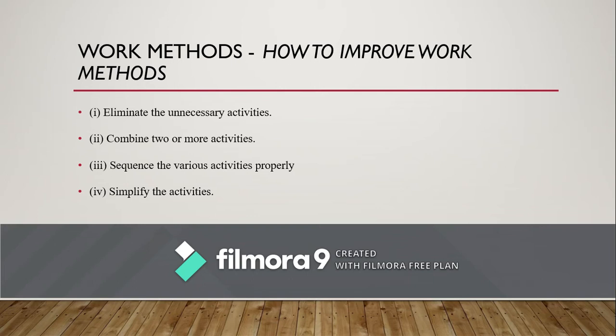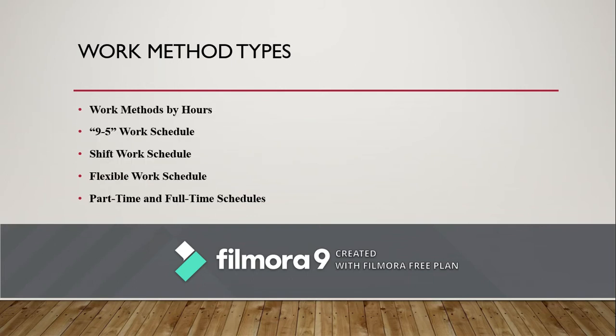Specify the improved method. It is essential that the selected method be described fully and in a systematic way. So this is how work methods can be improved, and this process is also called the process improvement formula. So, four important steps: eliminate unnecessary activities, combine two or more activities, sequence the various activities, and properly simplify the activities. Now, work methods types.